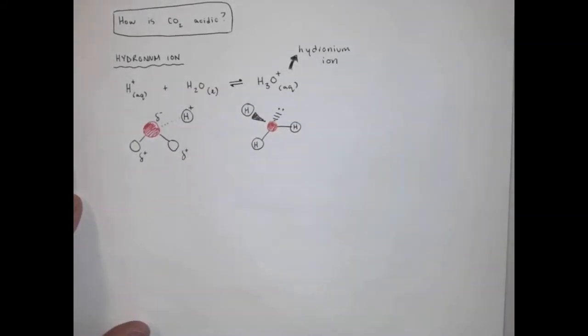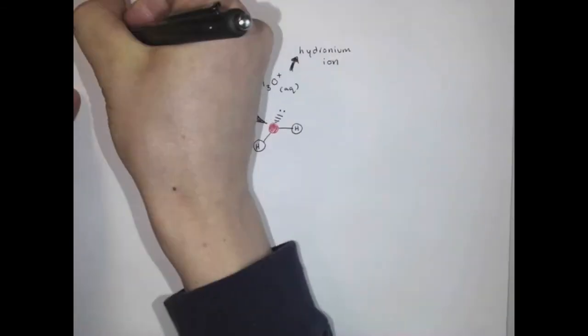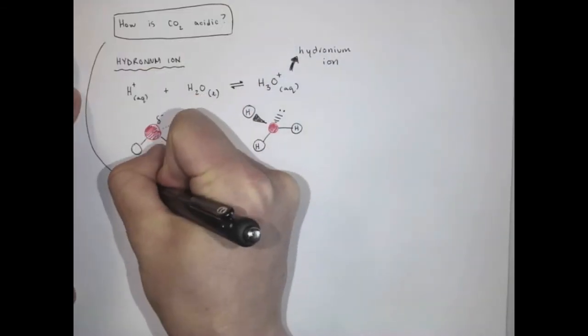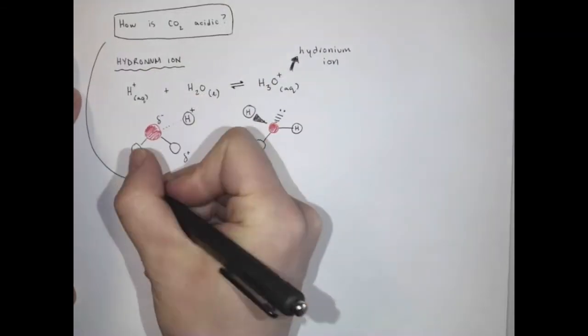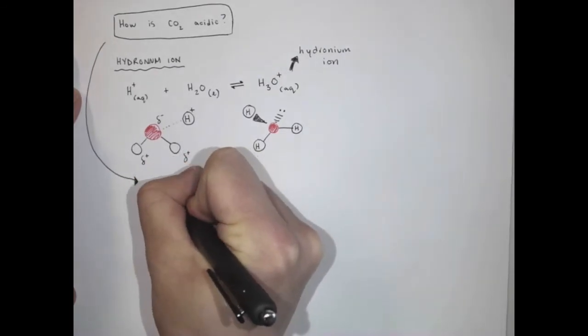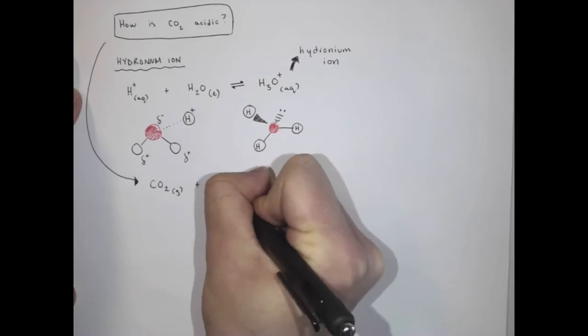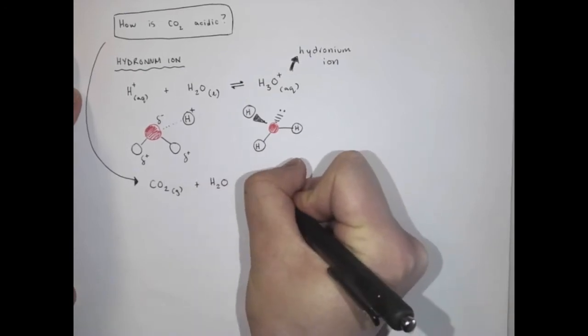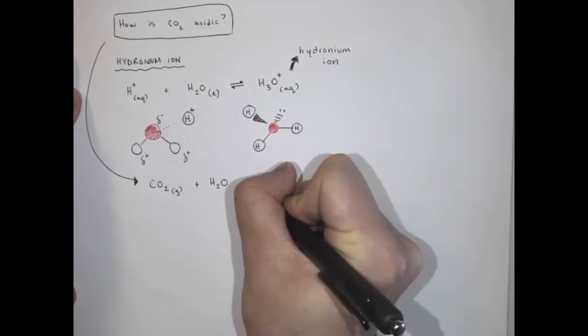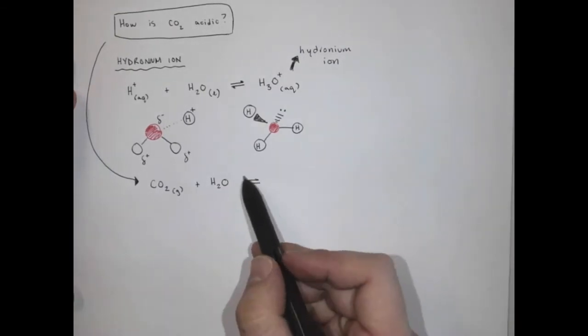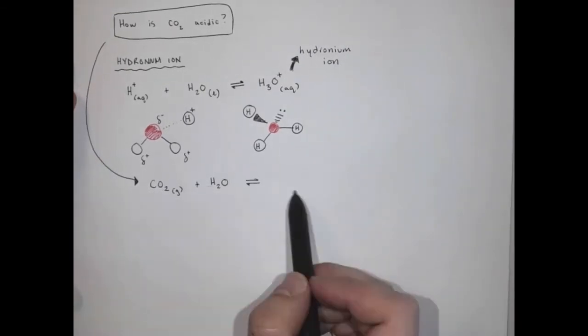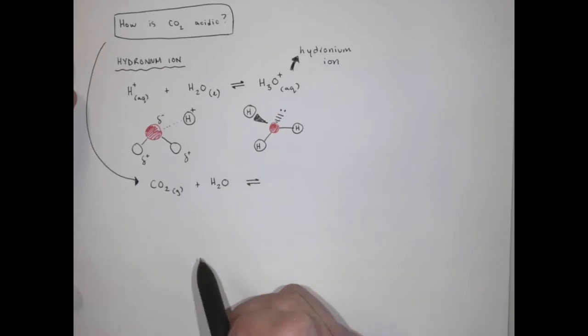So how is CO2 acidic? Let's have a look at this question. If I put some CO2 in water, I'm drawing double arrows here to show that this reaction is reversible. It can go backwards and forwards.